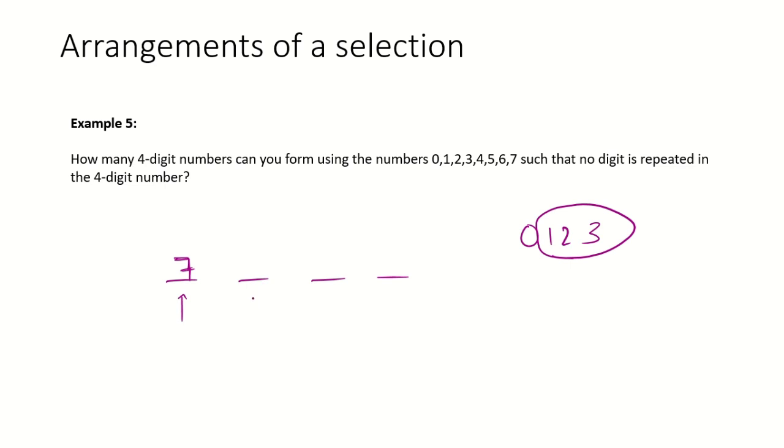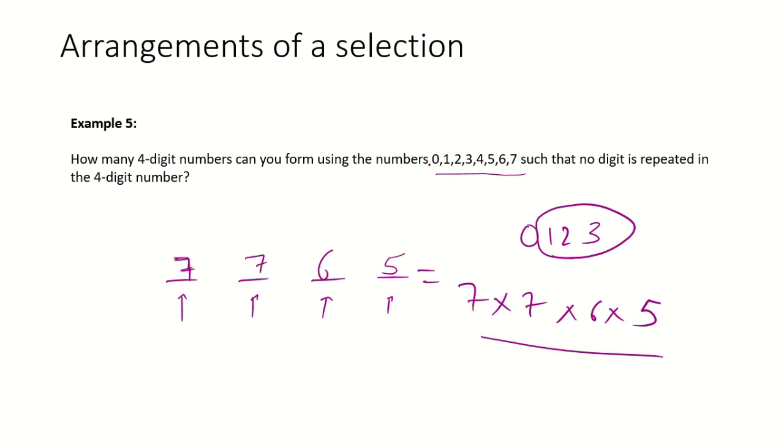Now, one of the digits is gone. Now we are left with 7 remaining digits, right? Because after all, we have 8 digits. 1 is occupied here. So we are left with 7 remaining digits, and 0 can occupy the second place, right? So we're still left with 7 digits. Now for the third place, we are left with 6 remaining digits. And for the fourth one, we are left with 5 remaining digits. And so the answer is 7 times 7 times 6 times 5. So this many 4-digit numbers we can form using the digits from 0 to 7, such that no digit is repeated.